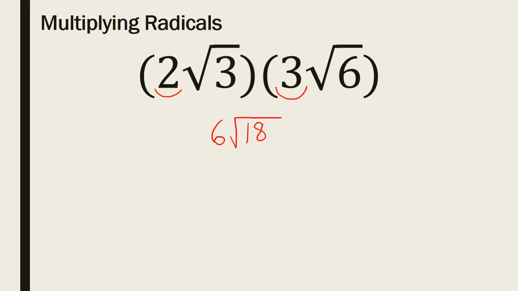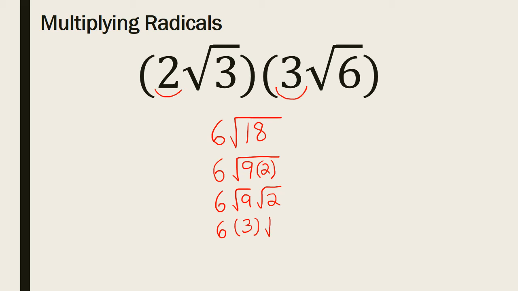I know that 18 can be written as radical 9 times 2, where 9 is a perfect square, which can also be written as 6 radical 9, radical 2. I know that square root of 9 is 3, which means that now I end up with two numbers that I can multiply. 6 times 3 is 18. So I end up with 18 radical 2. So that means 2 radical 3 times 3 radical 6 is equal to 18 radical 2 in the simplest form.